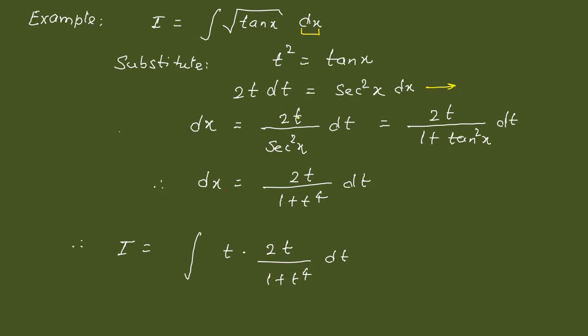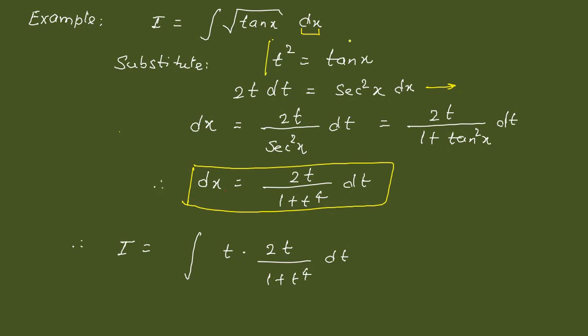So dx can be written as 2t by sec square x, and we are lucky to find that sec square x is also written in the form of tan, and that is 1 plus tan square x. And since tan x was t square, we can substitute t square here, and we will get dx as this 2t over 1 plus t to the power 4.